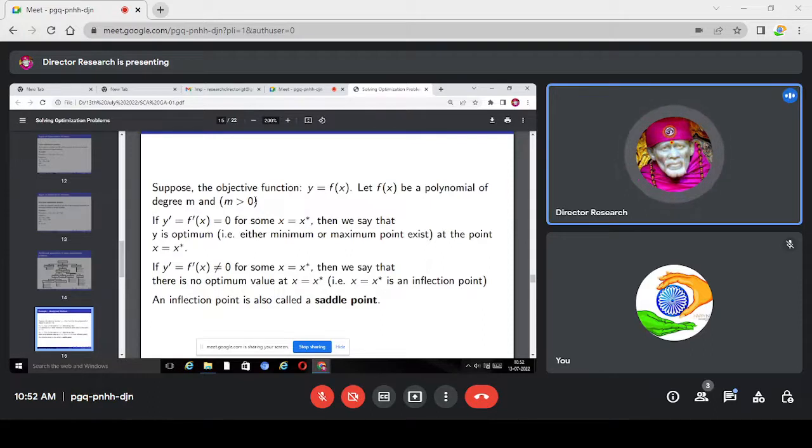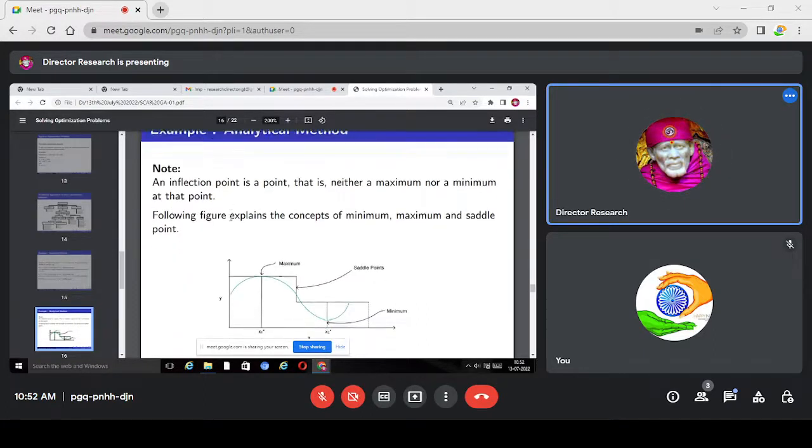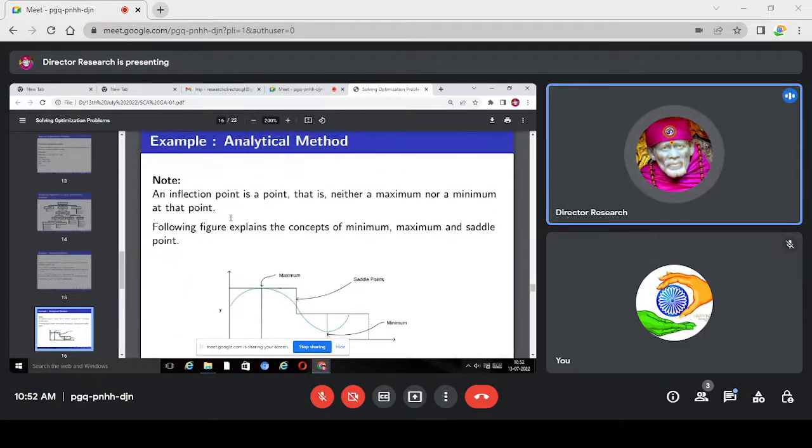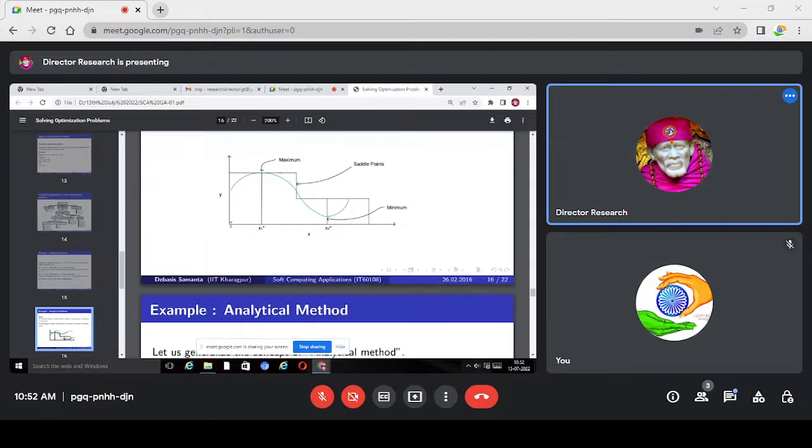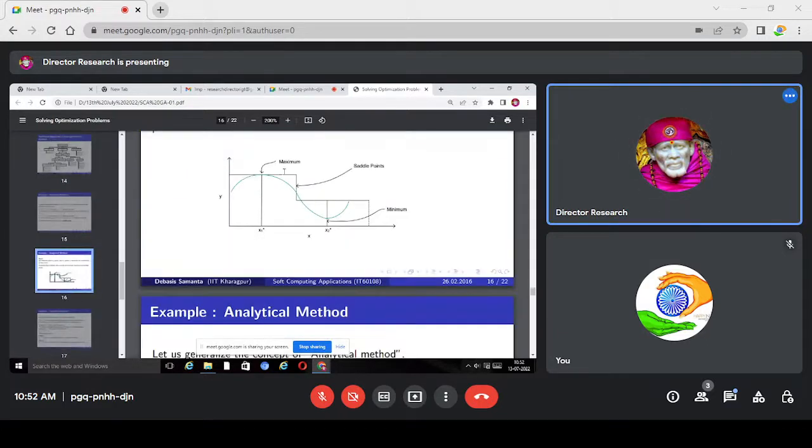x is equal to x star is an inflection point. An inflection point is also called a saddle point. Note, an inflection point is a point that is neither a maximum nor a minimum. The following figure explains the concepts of minimum, maximum, and saddle points. Just see this diagram: maximum, minimum, and saddle points.